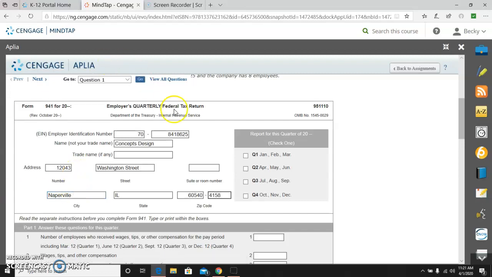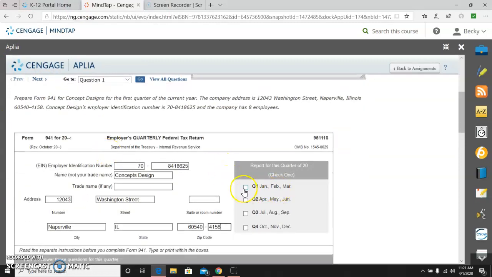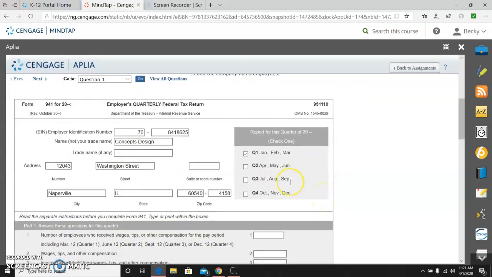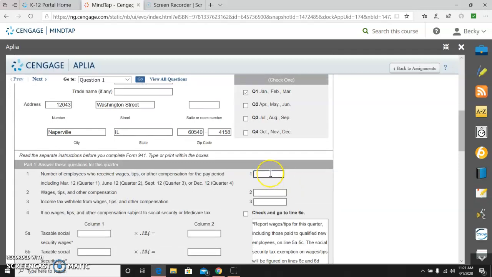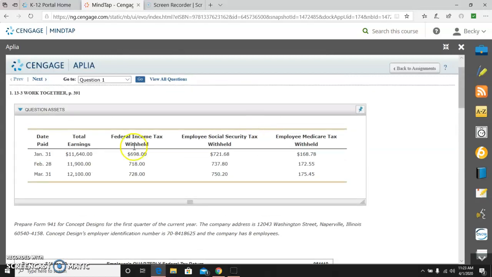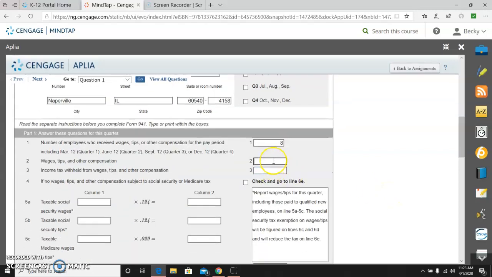And since they've reported in the book, or up above here in the schedule, January, February, March, we know that we should check that this is reporting for January, February, March, and then it told us that we had 8 employees. Line 2 says wages, tips, and other compensation. So that is going to be the total earnings for January, February, and March, that column that we added up here. Okay, so total earnings. So that was 35,640.